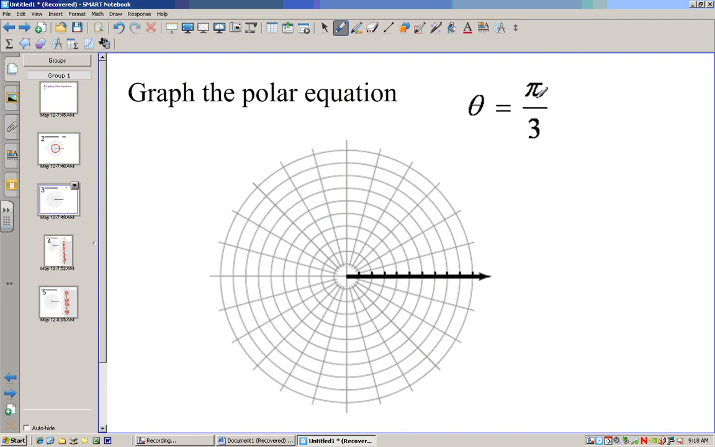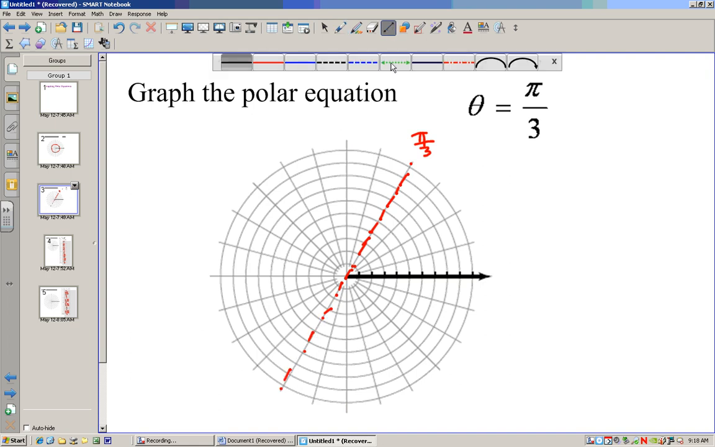This next one, where theta is equal to pi over 3, is this line here. So to put all the points where theta is equal to pi over 3 would be all of these points. But then if the r is negative, we would have to go back here. So to find all the points where theta is equal to pi over 3, it's just going to be a straight line in both directions. And that straight line passes through the origin.